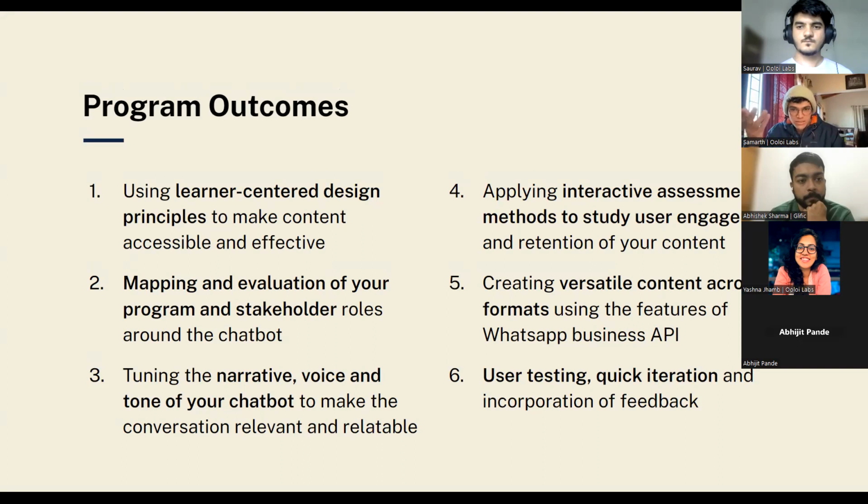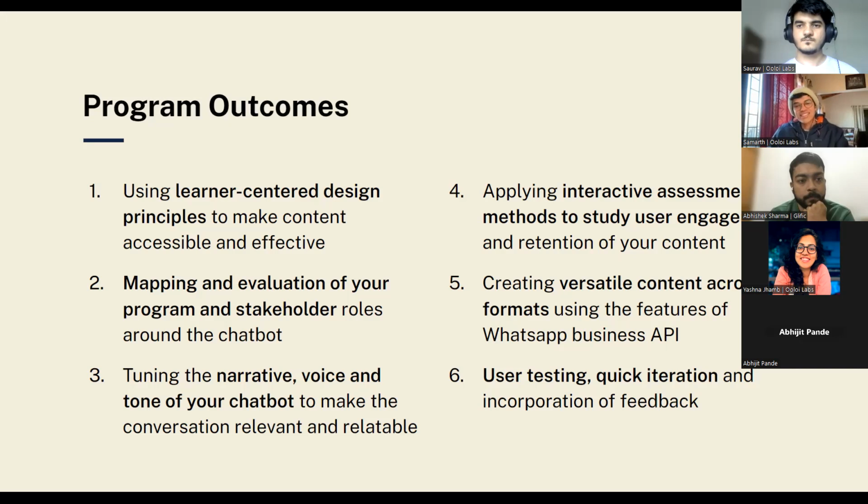The fifth point in this case is to use versatile content. The WhatsApp Business API provides, I mean, there are constraints, of course, but there are a lot of formats that are already available. How best can we leverage those to work for the content that you have?